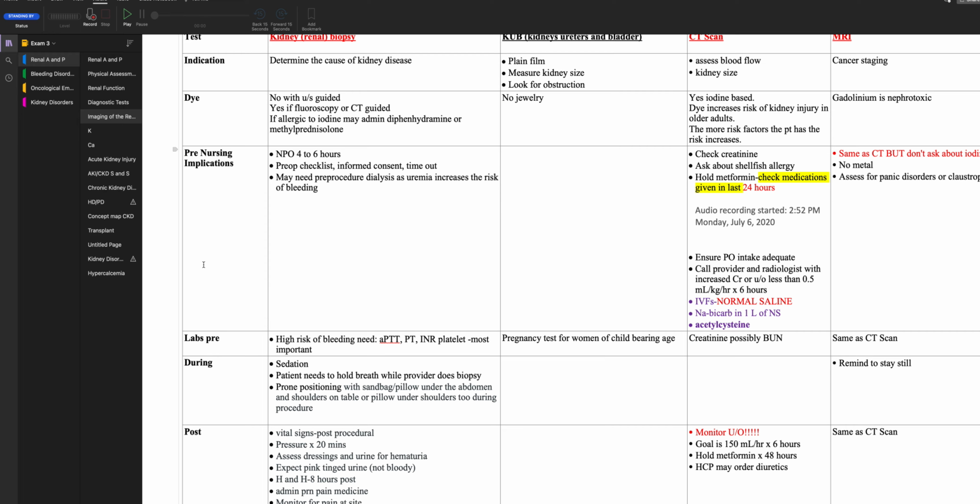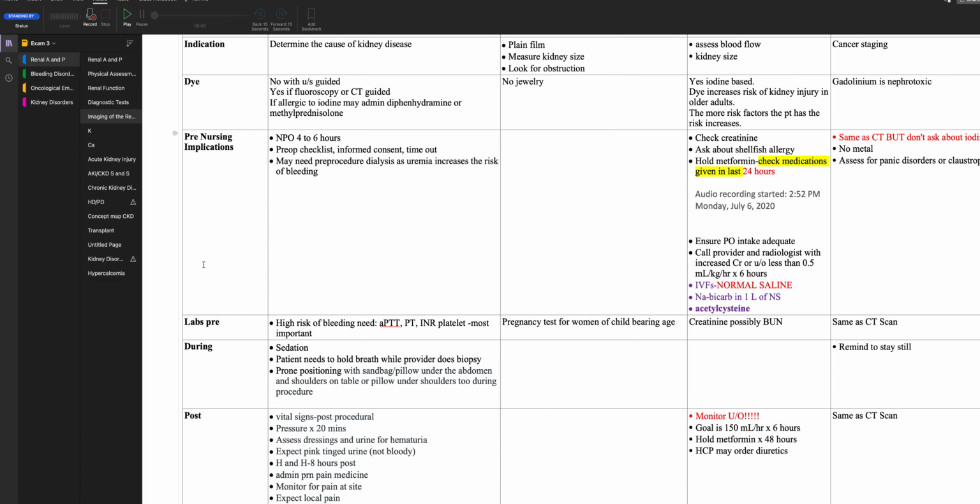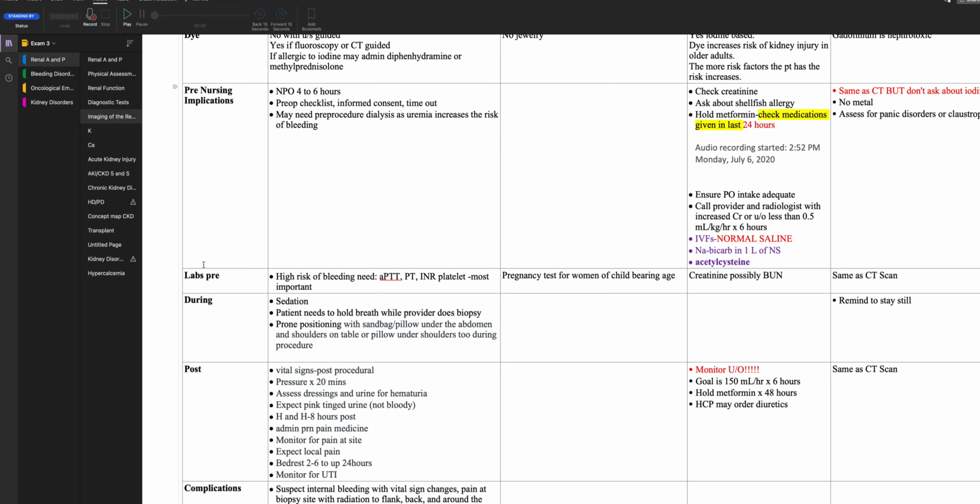You're going to ask the patient to hold their breath while the provider does the biopsy to prevent a pneumothorax. They'll be positioned prone with sandbags under their abdomen and shoulders during the procedure. So you're going to take your frequent vital signs after. You're going to hold pressure times 20 minutes. You're going to check the dressing for urine and hematuria. They're going to have pink tinge urine for a couple of days, not bloody, but pink tinge.